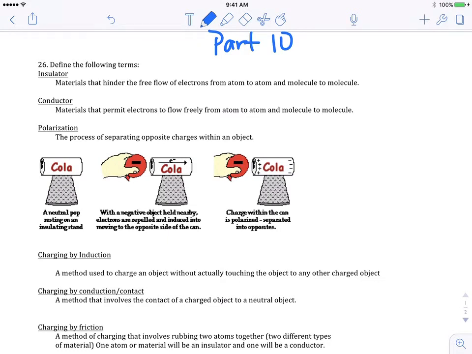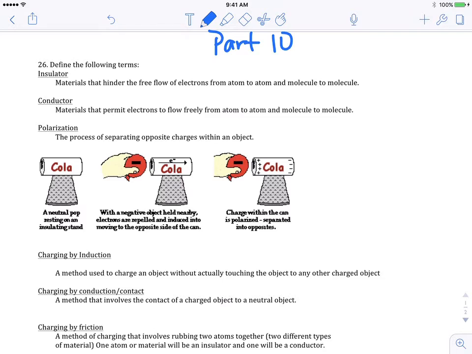We're on number 26, and this is just all the definitions for electrostatics. These terms, if they are on the exam, it will probably be matching. So just try and remember the specifics about what's the difference between an insulator and a conductor, what's polarization, and the difference between induction and then charging by conduction / contact and charging by friction.